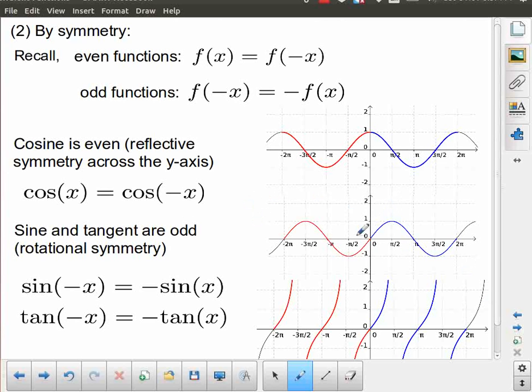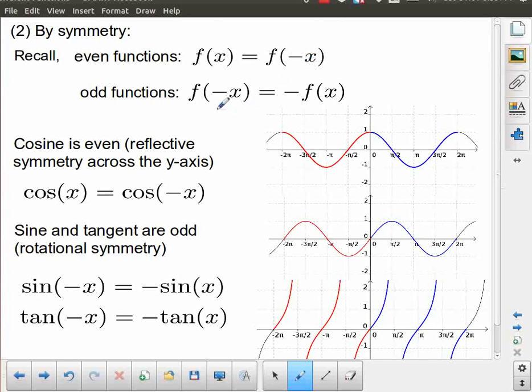We can also look at the symmetry of functions, and we can come up with some equivalent expressions that way. So if you recall, when we talk about the symmetry of a function, we're talking about even or odd symmetry. The standard definition for even functions is that f of x is equal to f of negative x. In other words, the original function can be horizontally reflected and we get the same result.